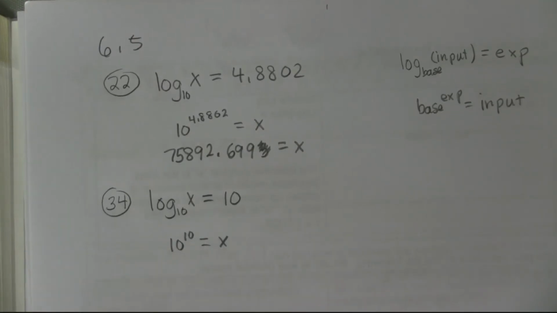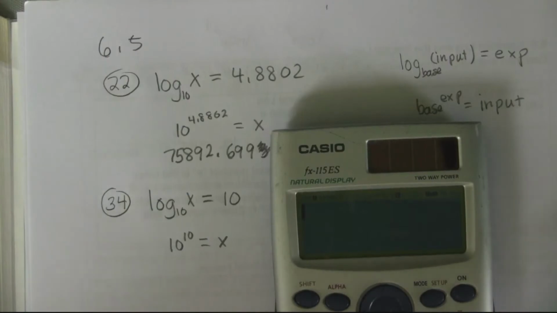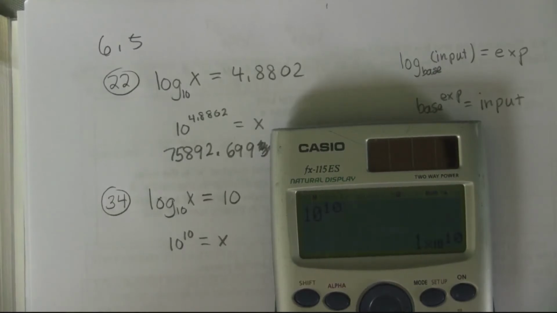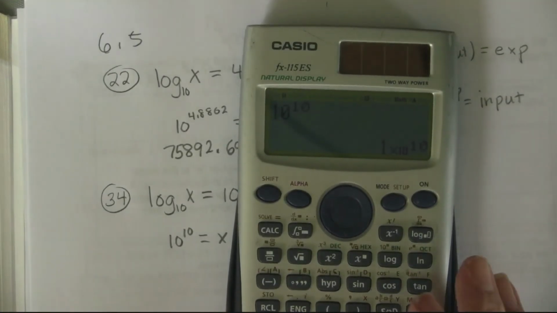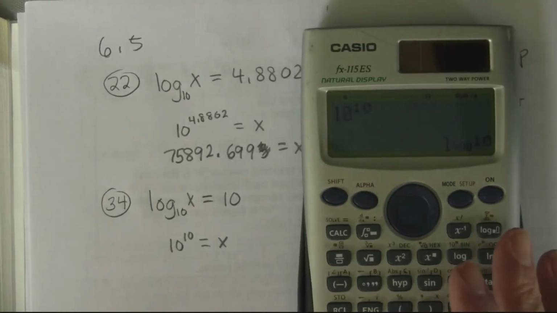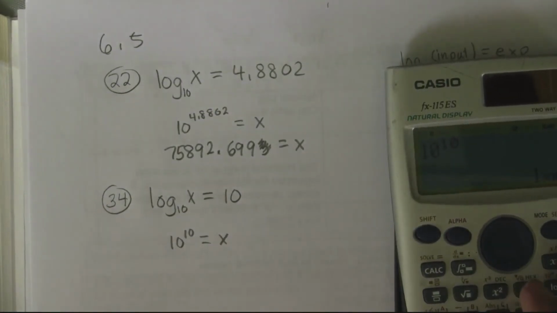That's a really big number, 10 to the 10. I'm going to just have to leave it here. My calculator is not going to handle something that big. 10 raised to the 10 is going to go into scientific notation, 1 times 10 to the 10. So 10 to the 10 and 1 times 10 to the 10 are the same. It's just such a big number that my calculator won't handle it.